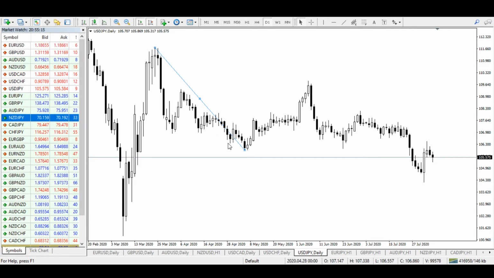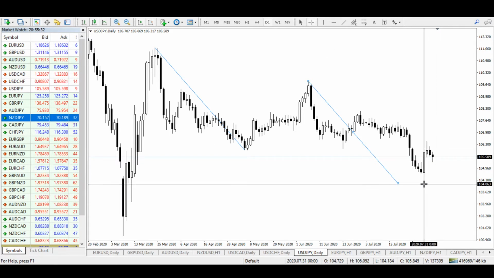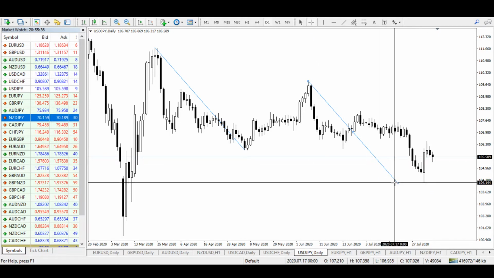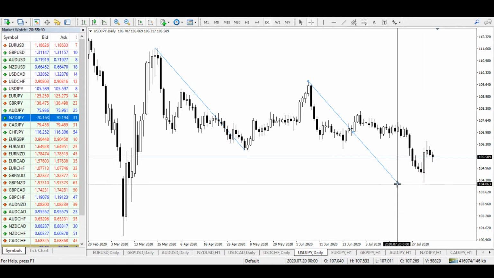As you can see on this daily time frame, USD JPY has completed this AB equals CD pattern, which is a reversal pattern, and there is a chance of further upward continuation. So the initial reaction has already taken place from this completion point. This completion point is precisely at this ABCD completion. You can see that this is the price level.